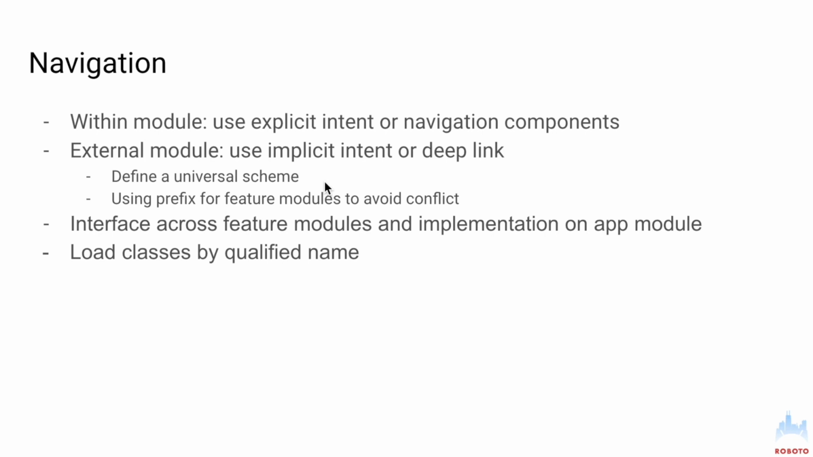To make sure that the deep link does not conflict with others, make sure you define a universal scheme for that. We also define the prefix for the feature modules for any deep link and navigation when we create a new module. And we can also create an interface across the feature modules, with the implementation in the app module, so we can connect at any time, any place in the application, as long as you know the identity of that screen.